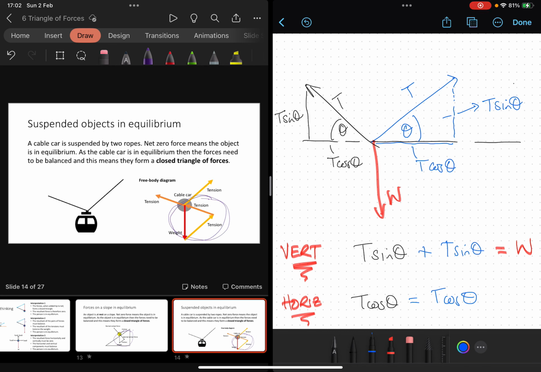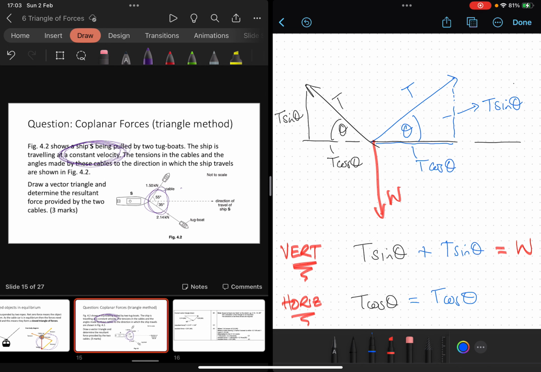Okay, similarly here, the cable car example. We've got two tension vectors and we've got the weight vector. And I've put all three of those tip to tail, and I've circled them in purple. I have not formed a right angled triangle, but that isn't important. What is important is, again, I formed a closed triangle. And so therefore you can deduce that that object is also in equilibrium.